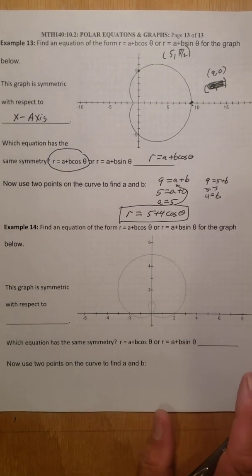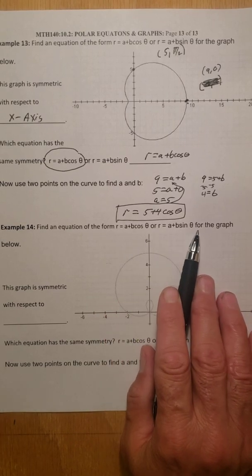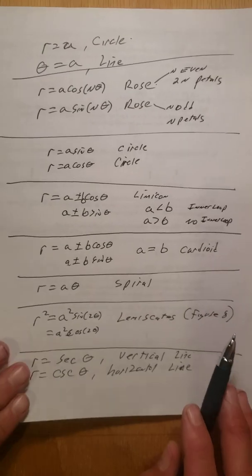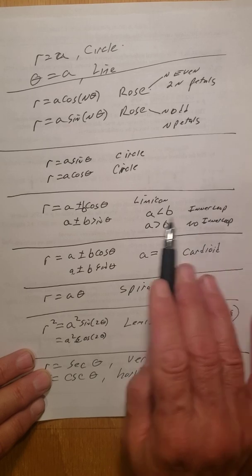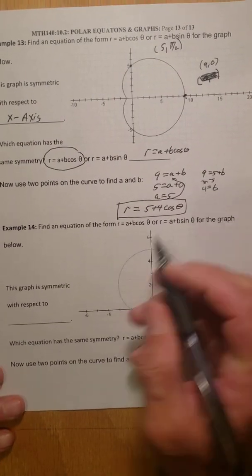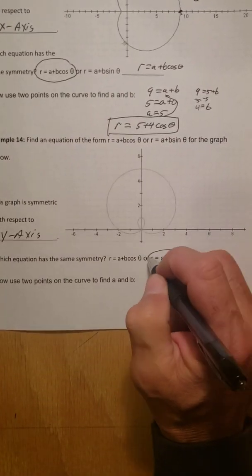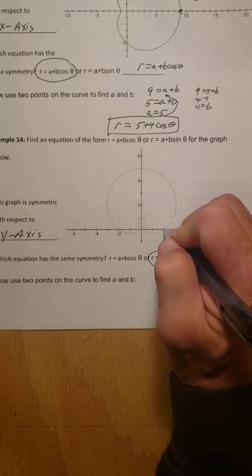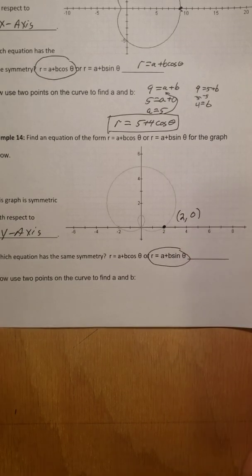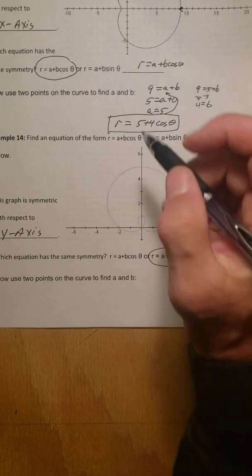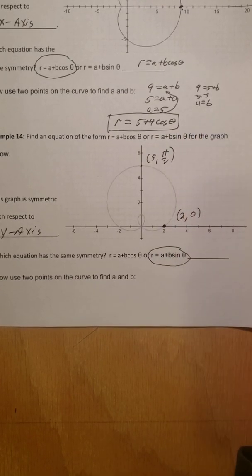All right. How about example 14? Find an equation of the form r equals a plus b cosine or a plus b sine. And here I have this inner loop. So a has to be less than b. But now it's symmetric to the y-axis. So that was my sine function. Find some points. That radius is 2 when the angle is 0. What is this? That radius is 5 when the angle is pi over 2.